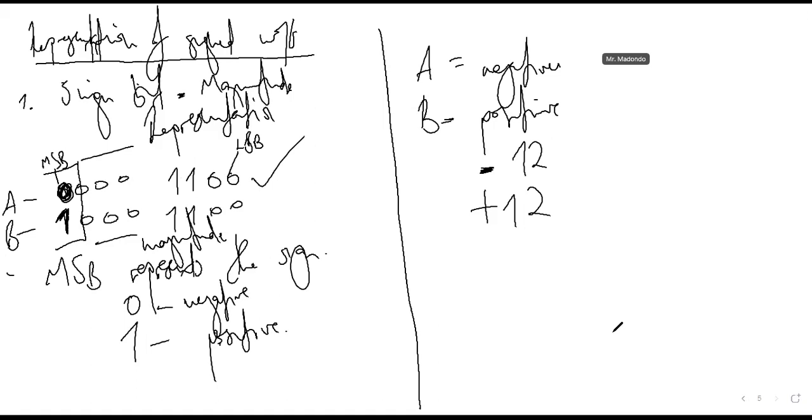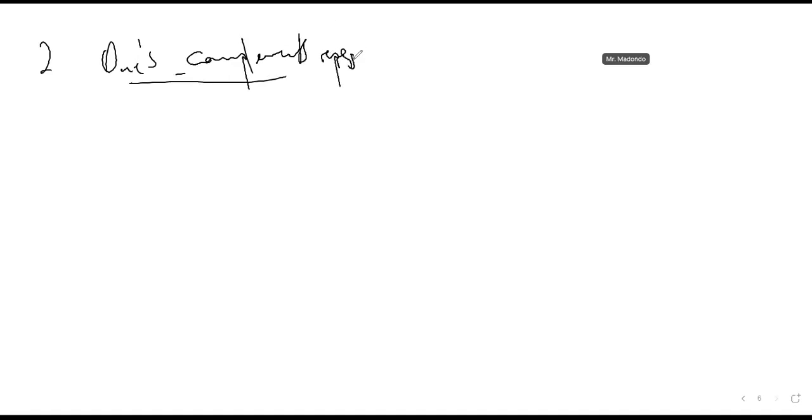Representation number 2, new page. Ways of representing signed numbers. When we talk of signed numbers, that's positive and negative. Representation number 2, we have what we call one's complement representation.